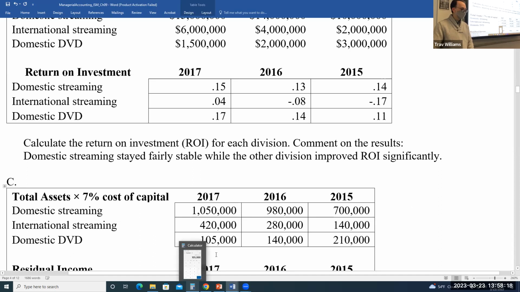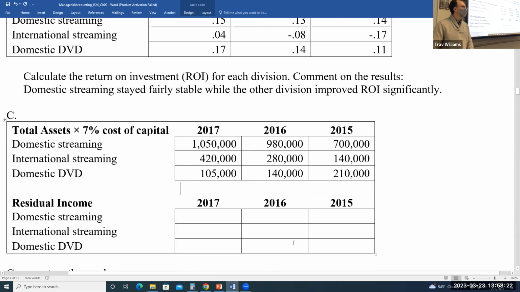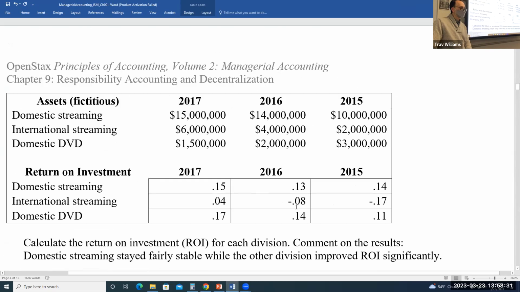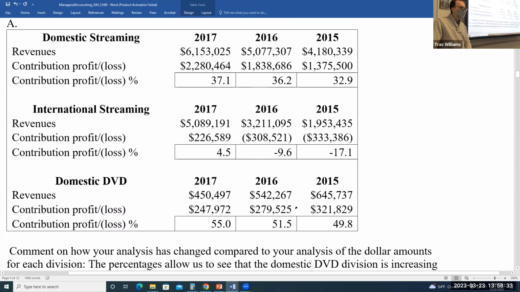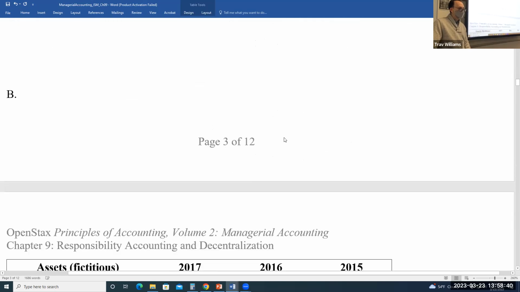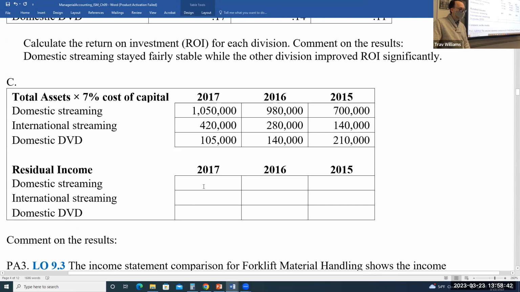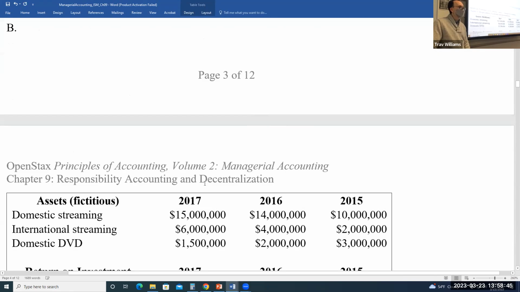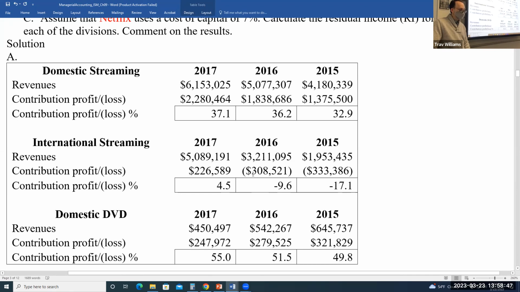Here we have the cost of capital. What's the next step? How do we actually calculate residual income? Remember? We need to take the income or profit and then subtract the cost of capital. So I'm going to go ahead and do like I did before. I copy these numbers down, and then I'm going to replace them with the calculations.